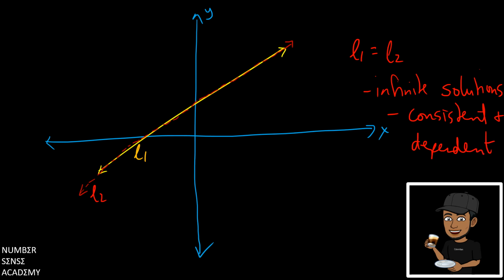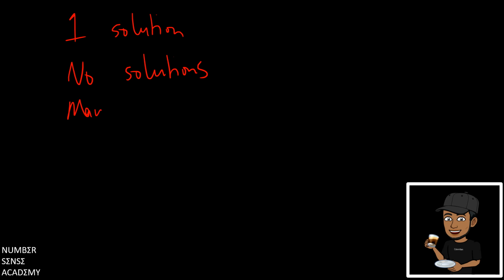Okay, so those are the three situations that we have with systems of linear equations. We either have one solution, no solutions at all, or many solutions. All right, that's it and that's all.